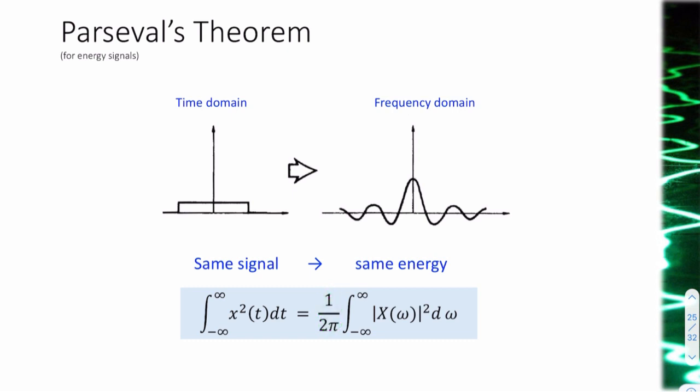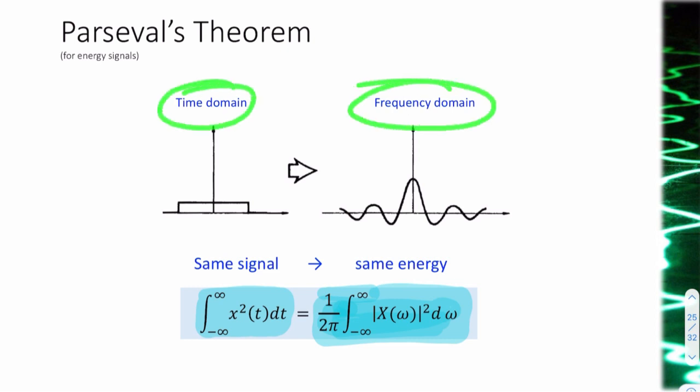So what's the energy of a signal in the time domain? Well, it's the integral of the signal squared. What's the energy of a signal in the frequency domain? It's the integral of the frequency domain of the signal squared divided by 2 pi. And it doesn't matter if you do it in the time or frequency domains, the energy is the same.